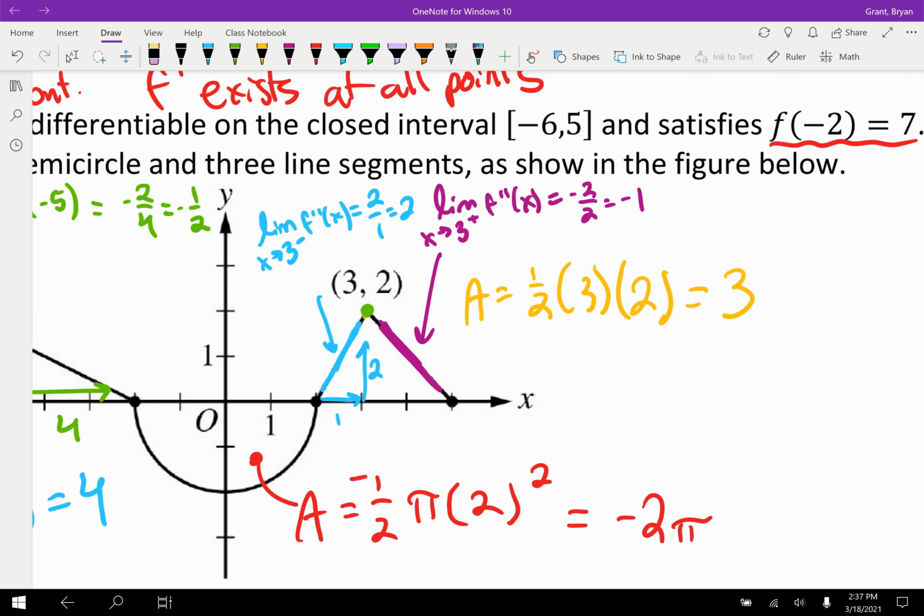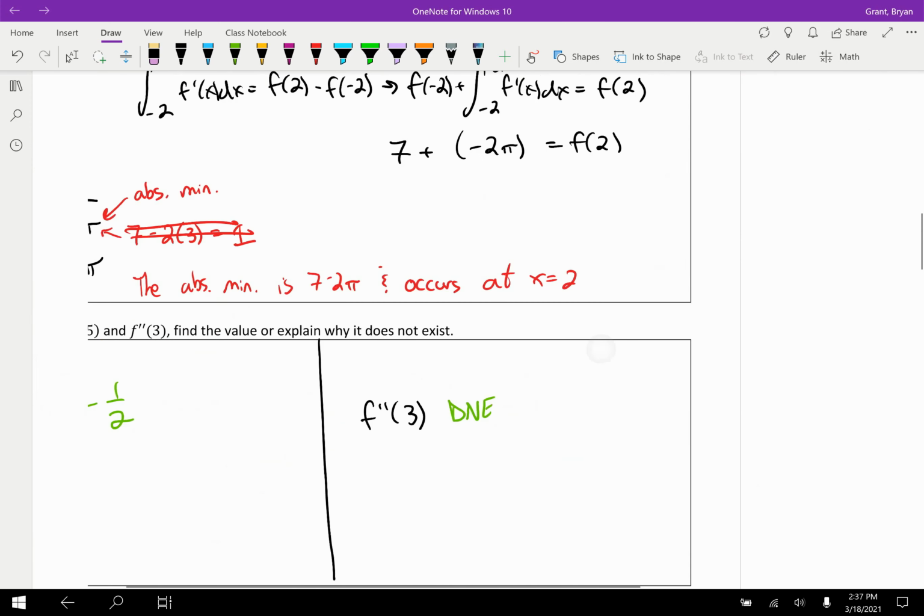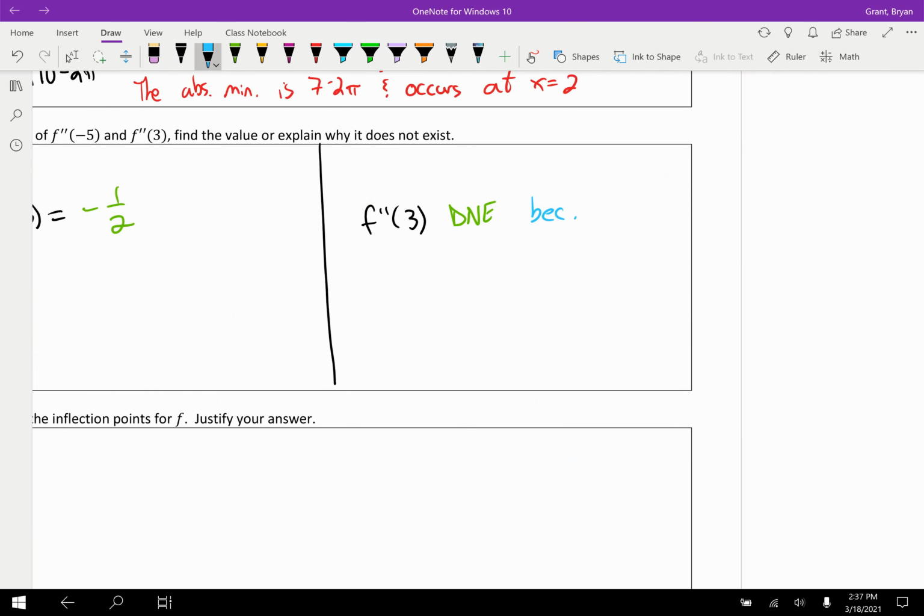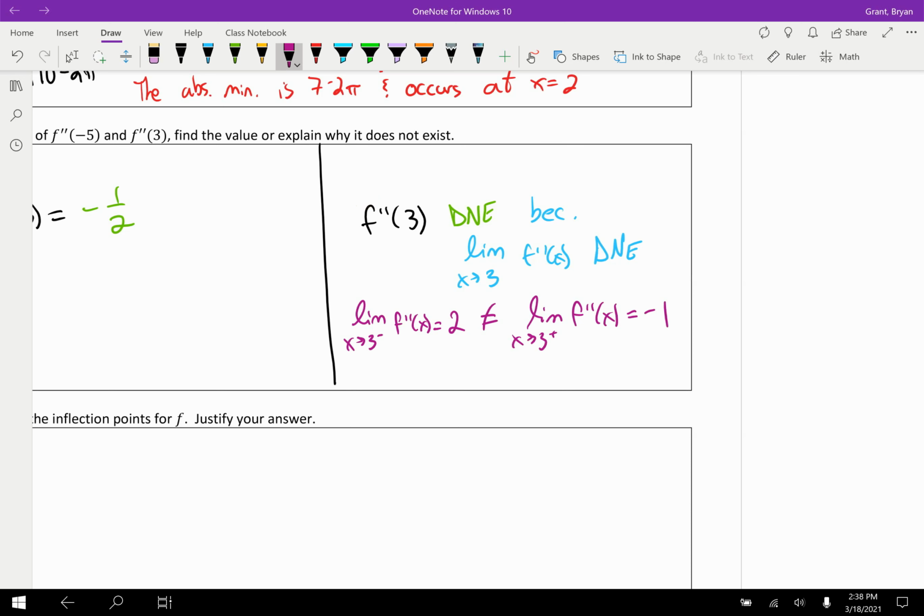Okay, so how do we conclude this? We would say something like, does not exist because the limit as x approaches 3 of f double prime of x does not exist. And if you wanted to go further, you would say something like, the limit as x approaches 3 from the left side equals, I think that was 2 over 1, that was 2. And the limit, maybe we'll even put a not equal in the middle, and the limit as x approaches 3 from the right side of f double prime of x equaled negative 1. The left side and the right side weren't equal, so the overall limit doesn't exist, and so that point doesn't exist.